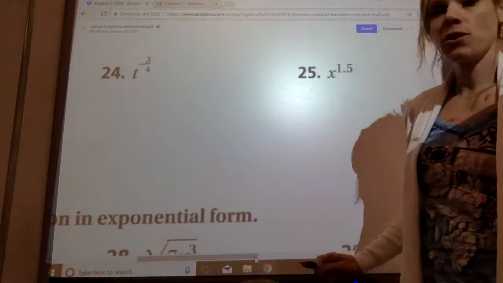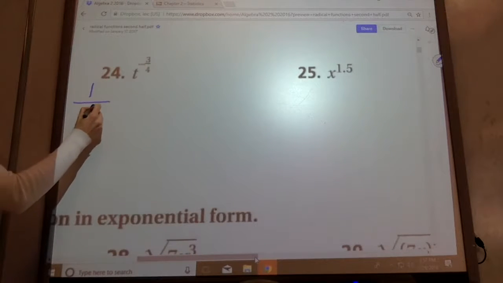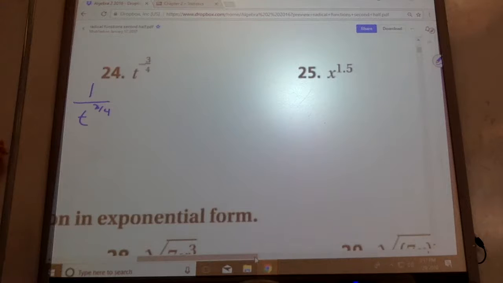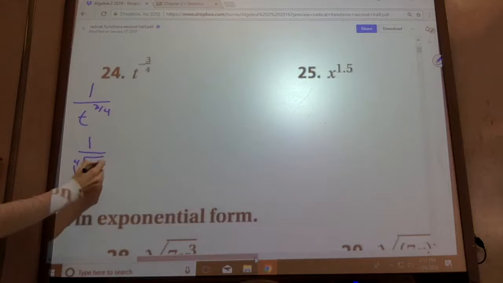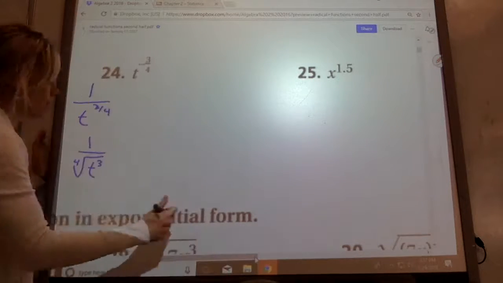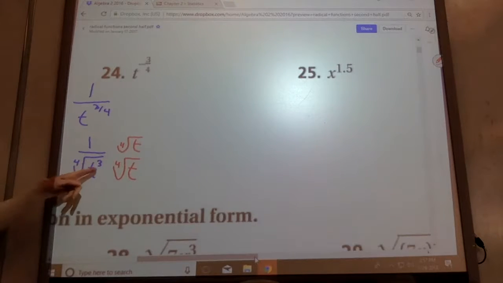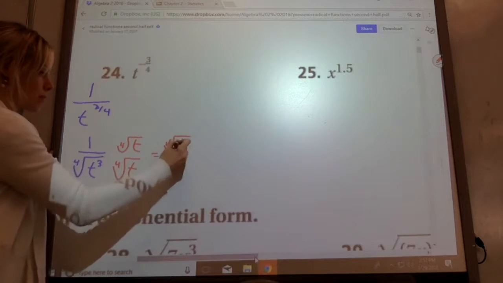With the negative, how would I make a negative positive? Flip it, put it on the bottom. So now that it's positive, now I can write it as a radical. So this would be 1 over 4th root of t cubed. Can I simplify that? I don't have 4 of anything, but what's wrong with that answer? You can't have a radical on the bottom, so I'm going to take the top and bottom times 4th root of t, because I have 3 t's, but I need 1 more to have my group of 4. So 4th root t over t.